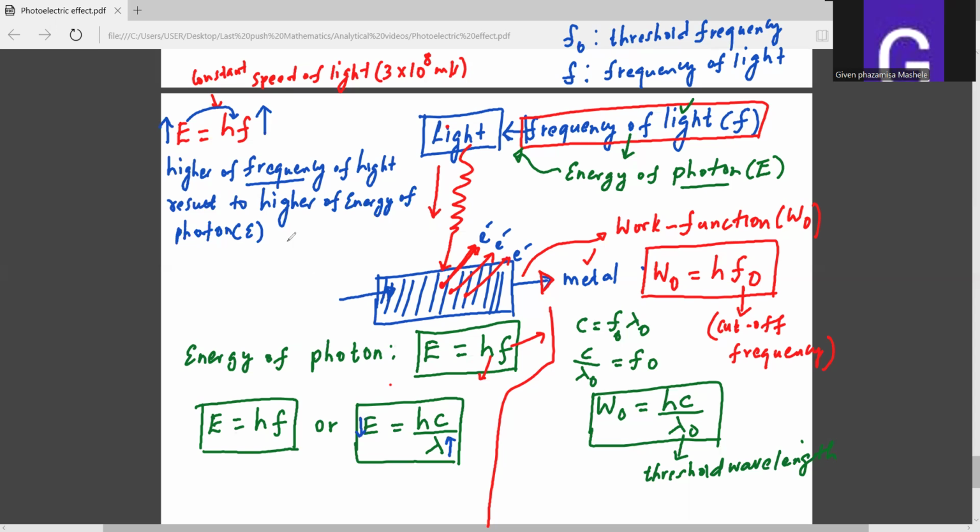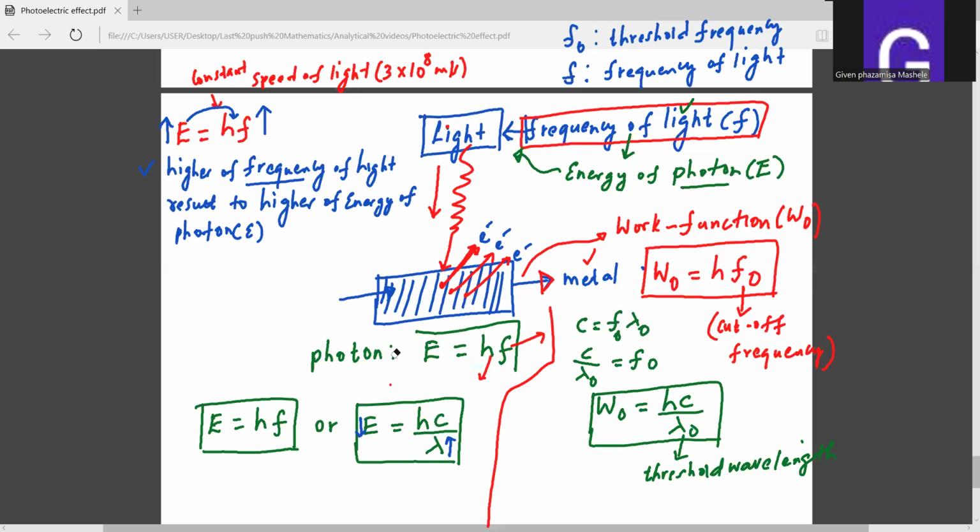It is because if we have a longer wavelength, frequency becomes lower. And once we have lower frequency, it means the lower the frequency, the lower the energy of photon. So you need to understand this. If you want to increase the energy of photon, you have to increase the frequency or decrease the wavelength, because frequency and wavelength are inversely proportional. So it's very important to understand that.